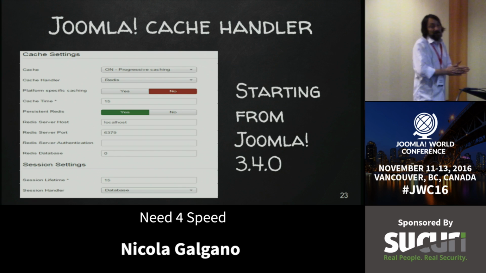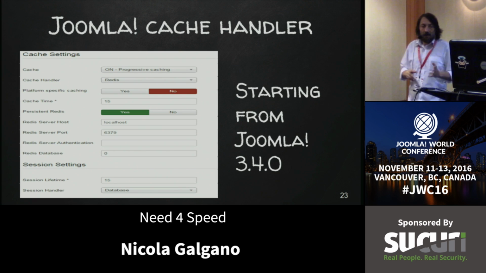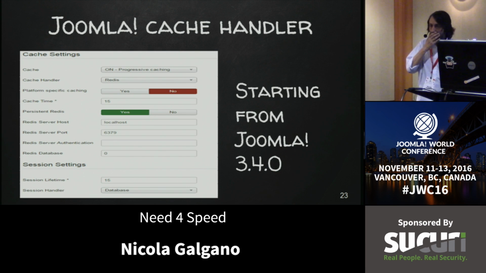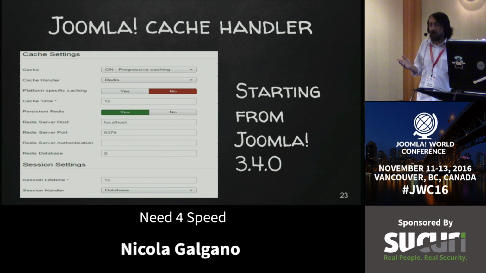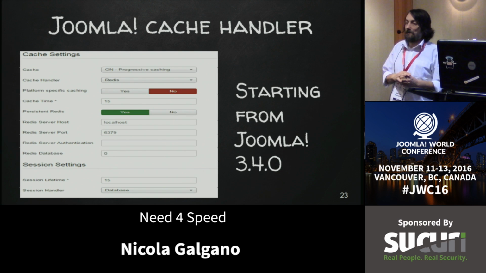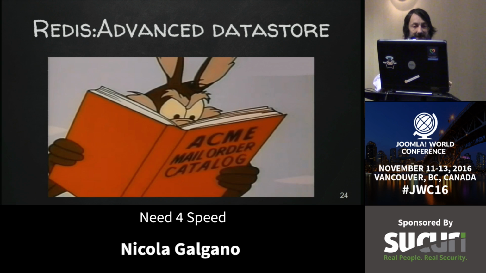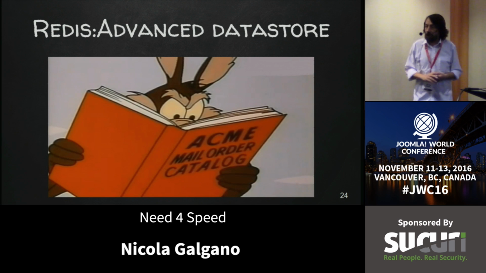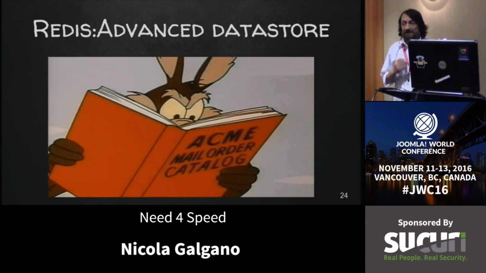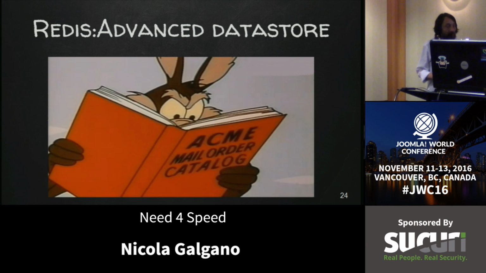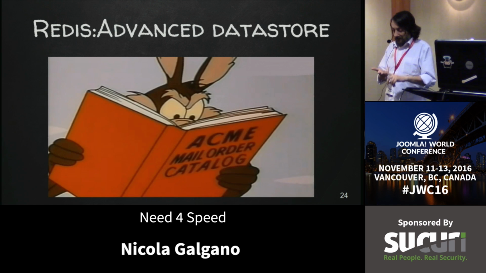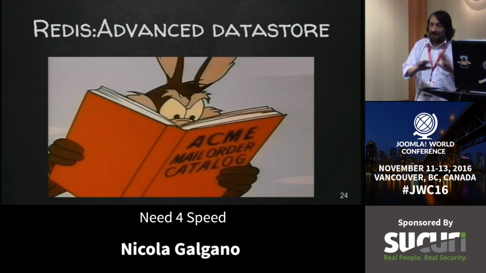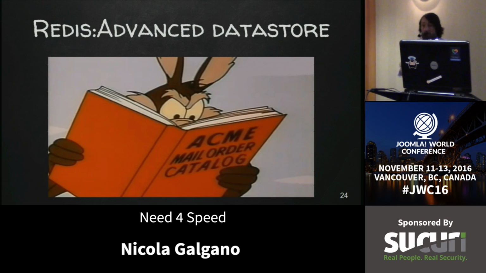Starting from Joomla 3.4.0, Joomla permits you to use Redis as a cache manager. How many of you have already used Redis? No one. Okay. But Redis is not only for caching. Redis is an advanced data store. With the simple commands set, get, expire, TTL that I've told you before, you can do all the stuff for caching. But Redis can do much more than this.